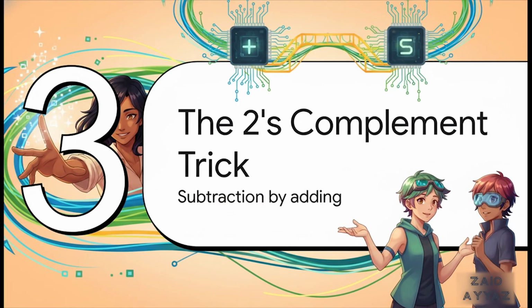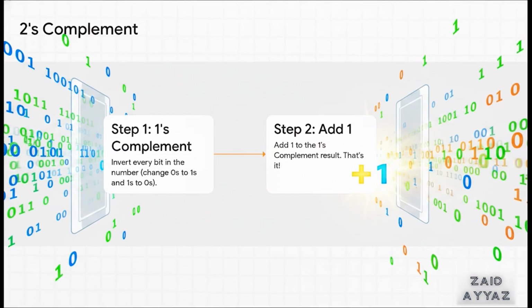Which brings us to the main event. This is where the real magic happens, folks, the 2's complement trick. This is the super clever solution that lets a computer do subtraction by adding. Yeah, you heard that right. It uses the exact same hardware for both, which is just an absolute game changer for making chips simple and fast.